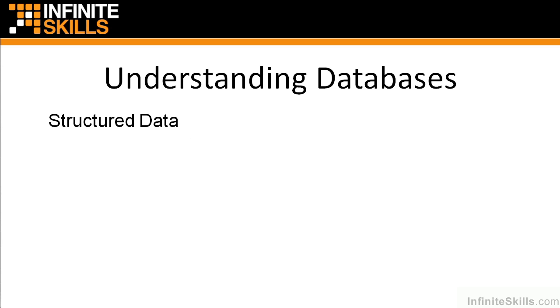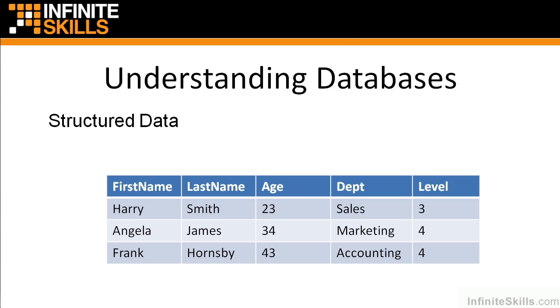So when we're talking about structured data in a database, this is really what it looks like. Now, this is what a database table looks like in a very simple form. Notice we have column names at the top, and then in each column, we put a piece of information. So this particular row, row 1, is about Harry Smith. Harry's 23 years of age. He works in the sales department, and he's a level 3 employee, whatever that means.